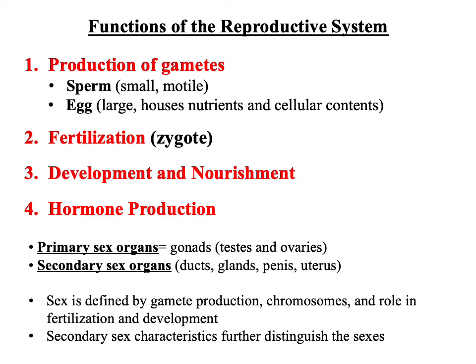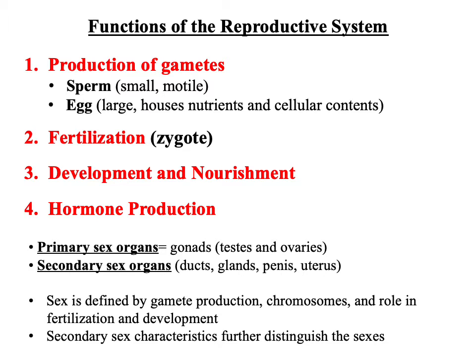We have finally reached our last chapter of the semester, chapter 19, which deals with the reproductive system. So in this part one, we're going to talk just a little bit about reproduction in general. We're going to go through the male reproductive system, and you'll see in part two where we cover the female reproductive system. So to start out, let's take a look at some functions.